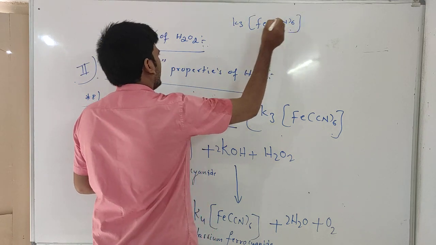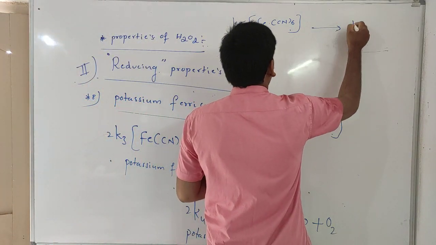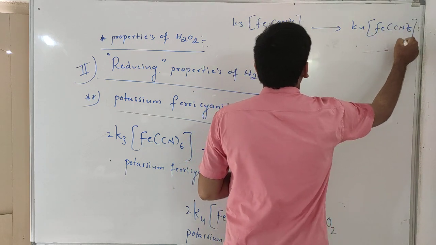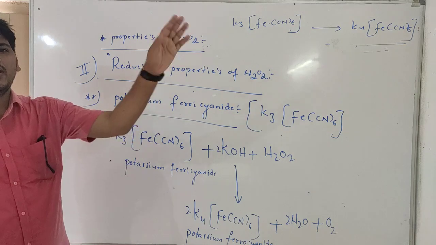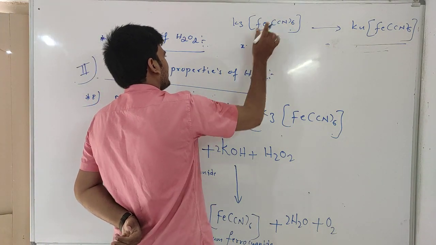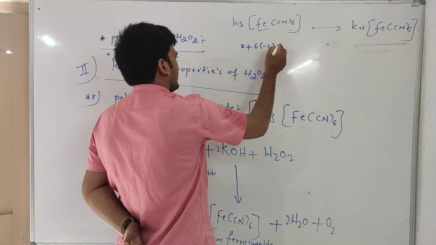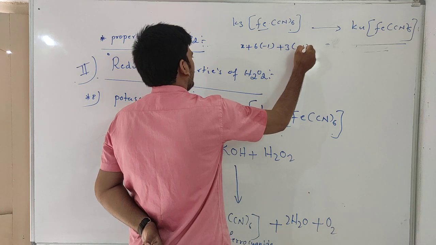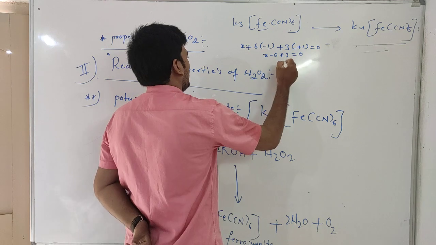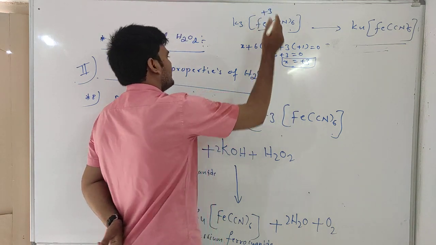Potassium ferricyanide, formula K3Fe(CN)6, is converted into potassium ferrocyanide, K4Fe(CN)6. The central atom is iron. So x, plus 6 moles of cyanide, 6 into -1, since cyanide is a negative ligand, and 3 moles of potassium, 3 into plus 1. The total is equal to 0. Then x minus 6 plus 3 is equal to 0, so x is equal to plus 3. So in potassium ferricyanide, iron has a plus 3 oxidation state.